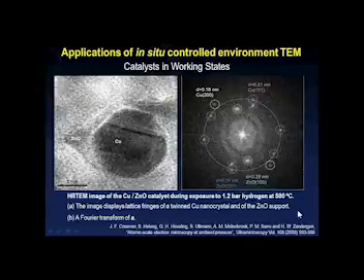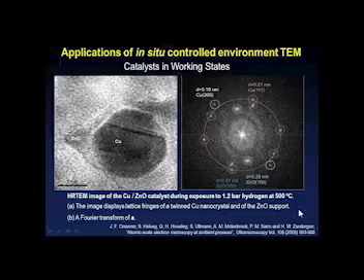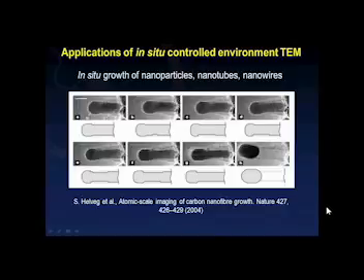A specialized gas cell holder allows one to study catalysts in their working state. This is an example of a copper zinc oxide catalyst, which is imaged at 500 degrees Celsius under 1.2 atmospheres of hydrogen. And using a liquid cell holder or an ETEM instrument, one can grow in-situ nanowires, nanotubes, for example, and study the growth mechanism.